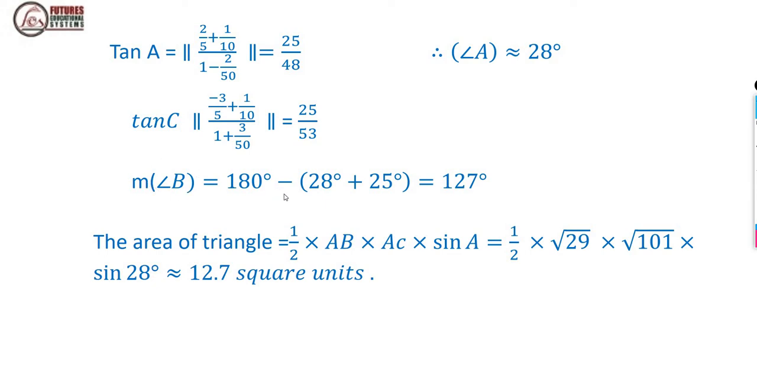Therefore, angle B equals 180 minus (28 plus 25). Angle B, the obtuse angle, equals 127 degrees.